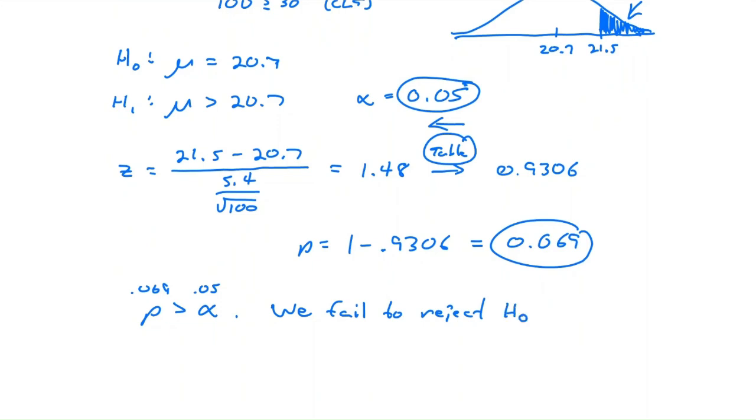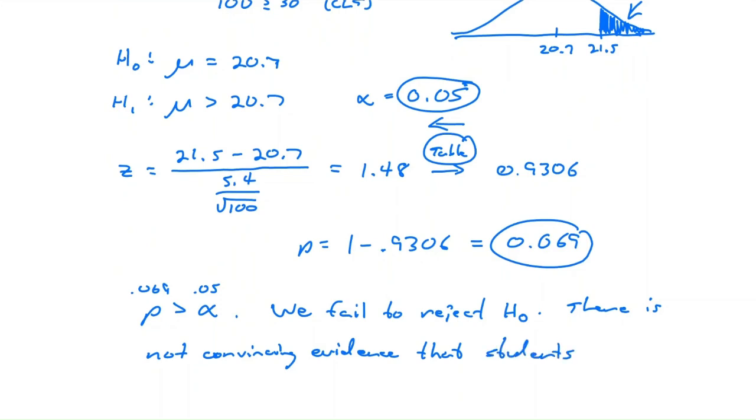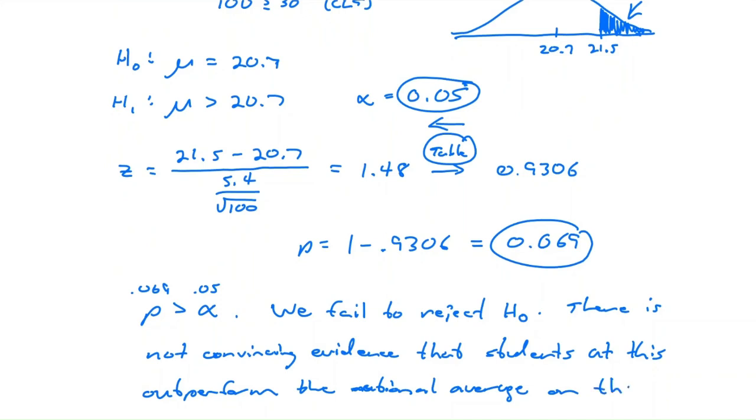We failed to reject the null. We could say something like, there is not convincing evidence that students at this school outperform the national average on the ACT math test.